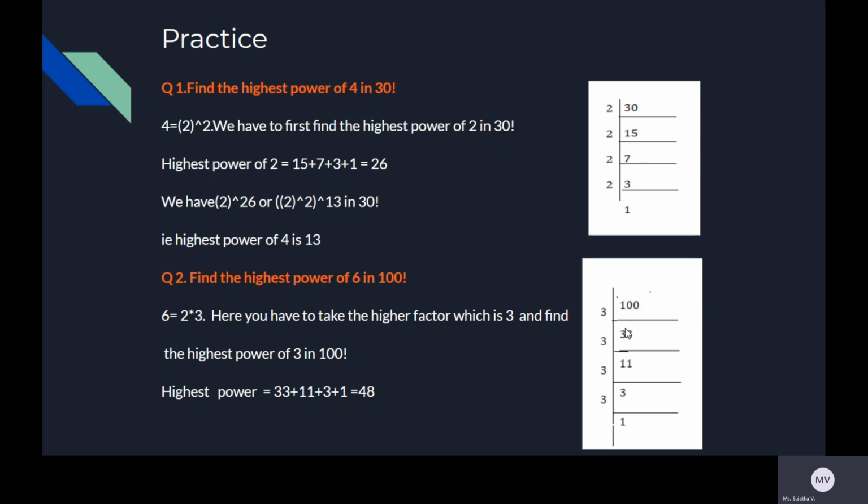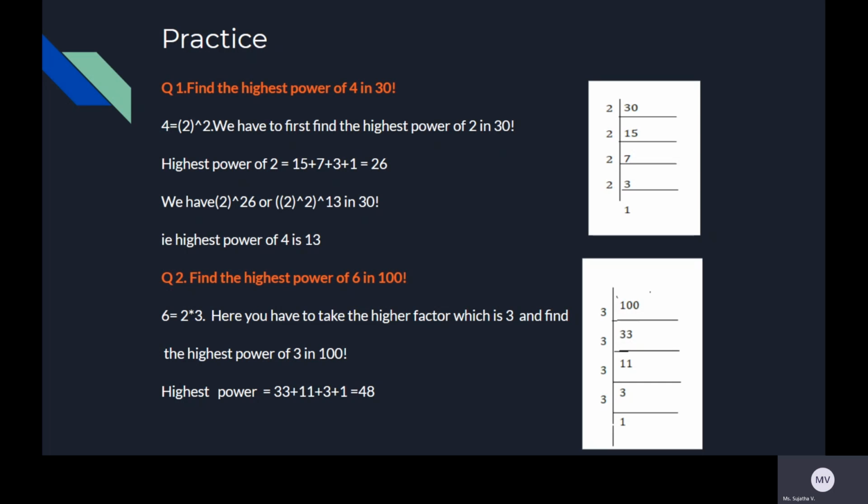So let me find the highest power of 3 in 100 factorial. 100 divided by 3 is 33. Again divided by 3 you get 11. Again divided by 3 you get 3. And then finally you have 1. So we can stop there and add up the multiples. So we get the answer as 48. Okay, so this is how you will do a composite number.